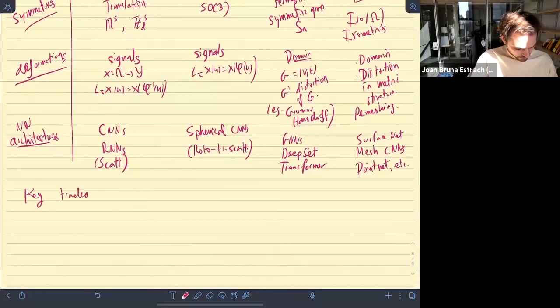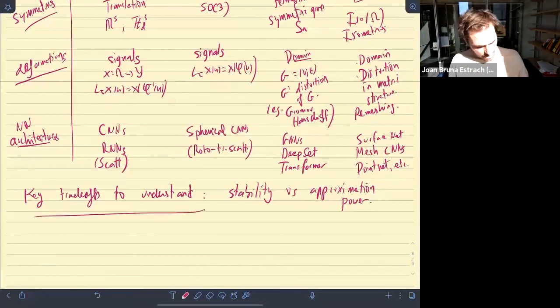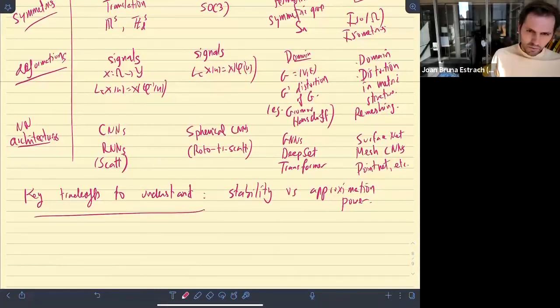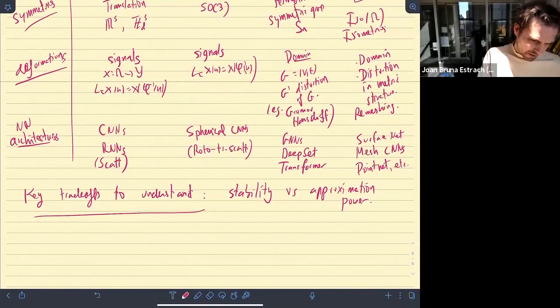There's always a key trade-off to understand in all these architectures, which is stability versus approximation. Okay, and somehow this trade-off is still driving the research in many of the architectures. All right.